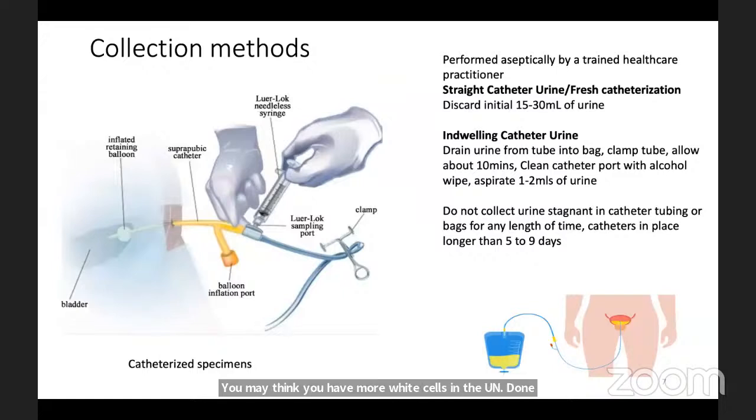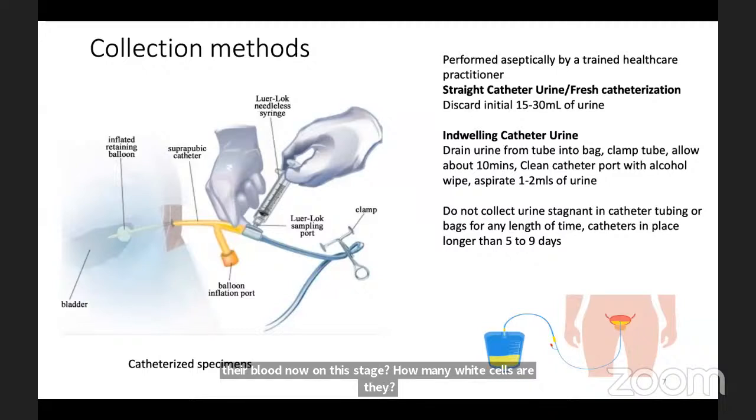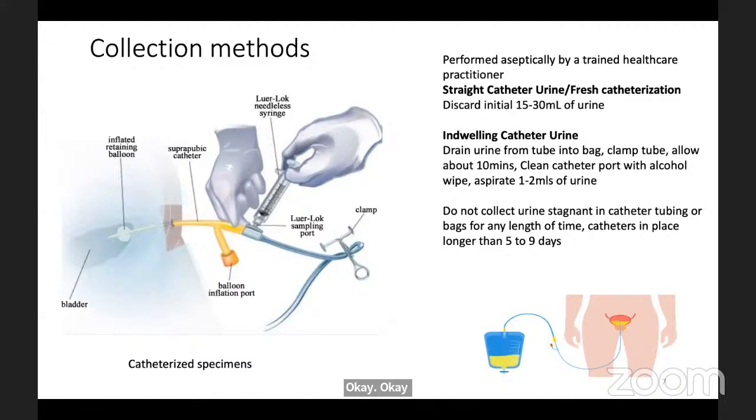You may think you have more white cells in the urine than normal. So for urine culture, you are picturing the bladder. What is happening in the bladder now, undisturbed? How many white cells are there? Undisturbed. And that will let you know that something is good. But you may have urine with just a few white cells in the undisturbed state. But when you go and spin it, you concentrate it and get more cells. It may misinform you that there's high white cells. So ideally, for urine culture, you do not centrifuge the urine. You use the unspun urine and you do your wet preparation.